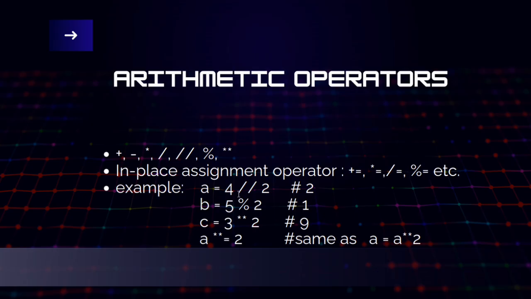For example, a = 4 // 2. This will give output 2. b = 5 % 2. It will give the remainder, that is 1. c = 3 ** 2. This is the power operator. 3 to the power 2 means 9. a **= 2 is the same as a = a ** 2, meaning a to the power 2.